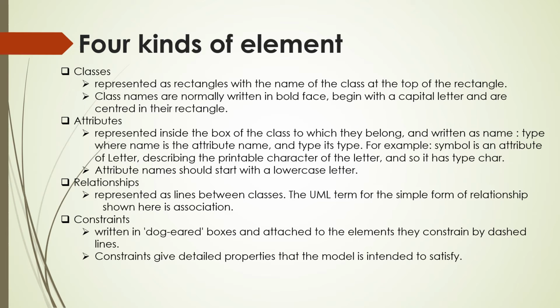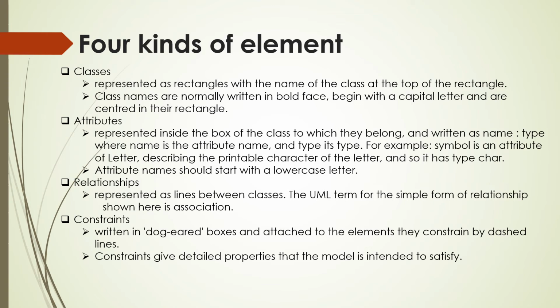Class names are normally written in boldface, begin with a capital letter, and are centered in the rectangle. Attributes are represented inside the box of the classes to which they belong, and written as name: type, where name is the attribute name and type is its type. For example, symbol is an attribute of letter describing the printable character of the letter, and so it has type char. Attribute names should start with a lowercase letter.